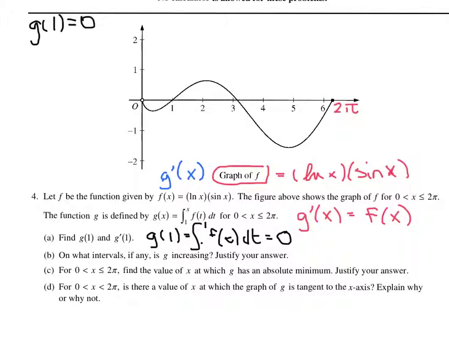Now we need to find what is the slope, so g prime at 1. Well, we know that g prime is f of x, so we want to find the value of natural log of 1 times sine of 1. Okay? So we're looking at this graph actually here. So g prime of 1 will be equal to this function. So if I look at the graph at 1, we see that the y value is 0. So g prime of 1 is 0.